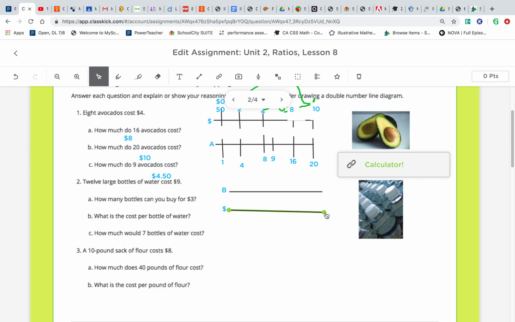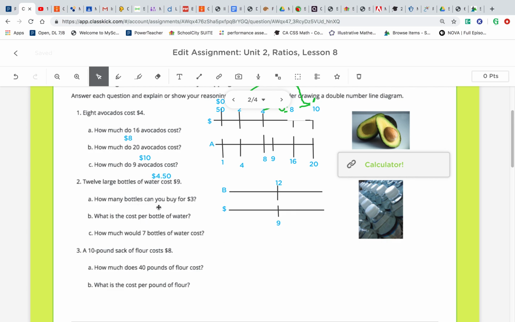So with bottles and money, we know that 12 bottles cost $9. Let's put 12 bottles here on the number line. I'll put it somewhere in the middle, and we'll call it 12. Okay, 12 bottles cost $9. So we need a mark on the dollar line, and we need to add in $9 here. Okay, so that's what they give us, and then we need to make up the rest.